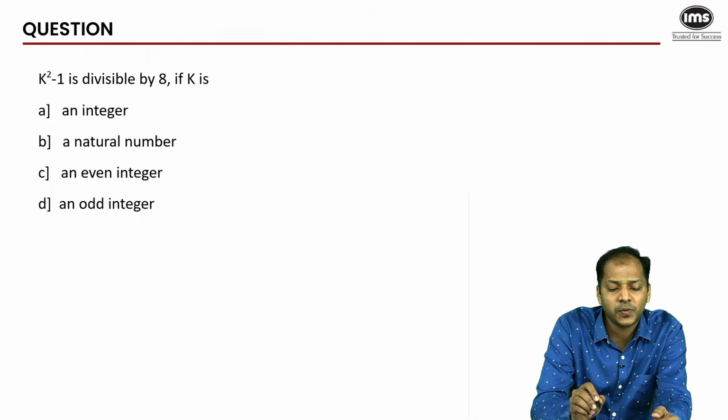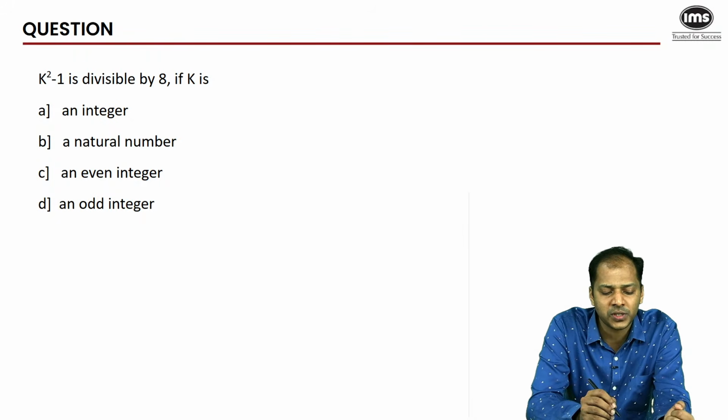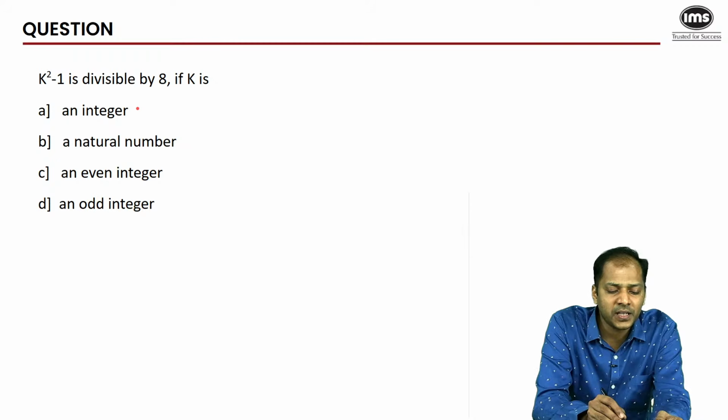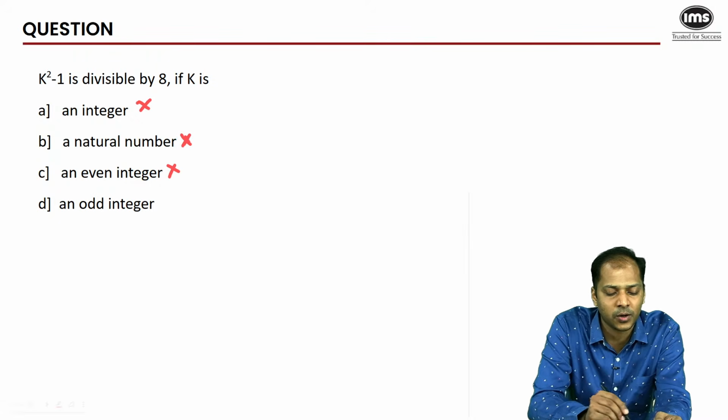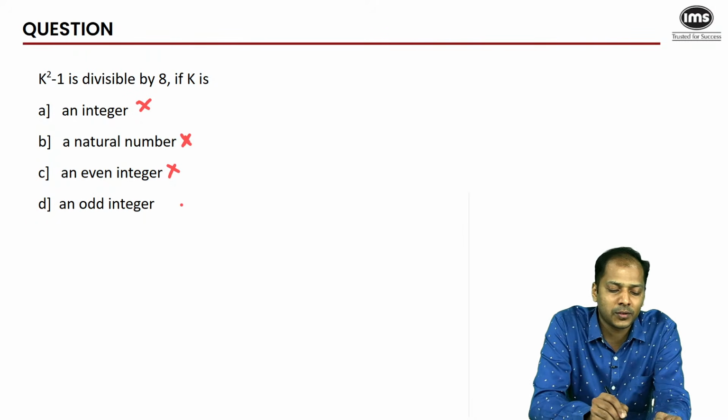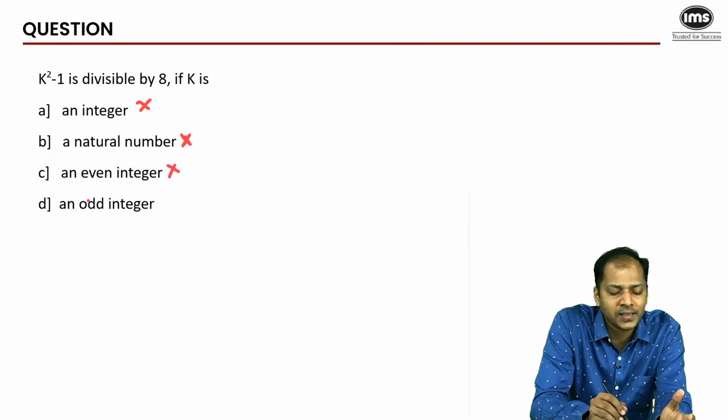If k square minus 1 is divisible by 8, by checking options itself, square of an even integer minus 1 would become odd, that would not be divisible by 8. Answer can't be option A. Any natural number, again, not possible. Even integer, even square minus 1 will be odd. Odd numbers would not be divisible by 8, so this cannot be the answer. The only option which possibly could be an answer is option D.